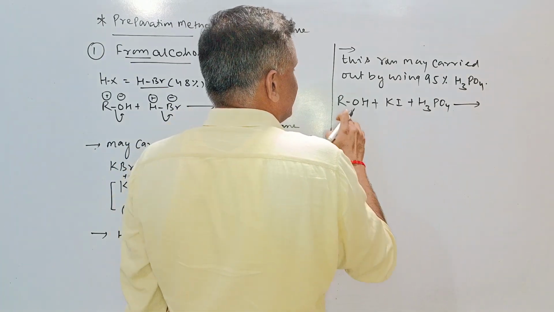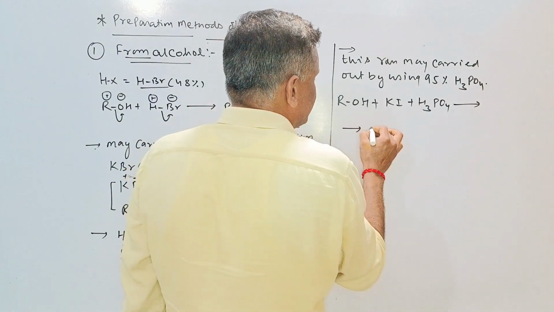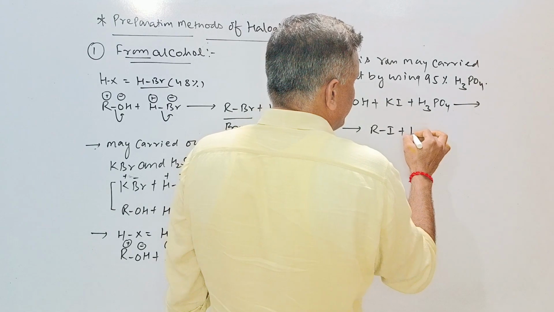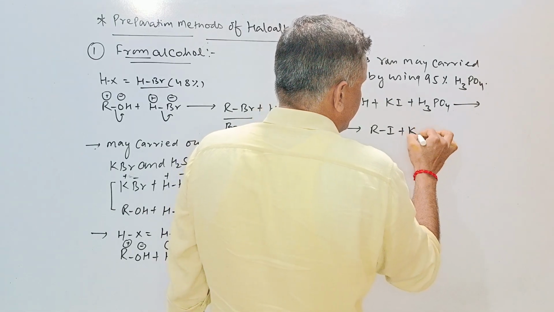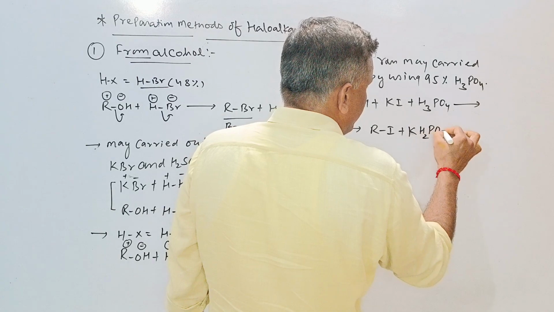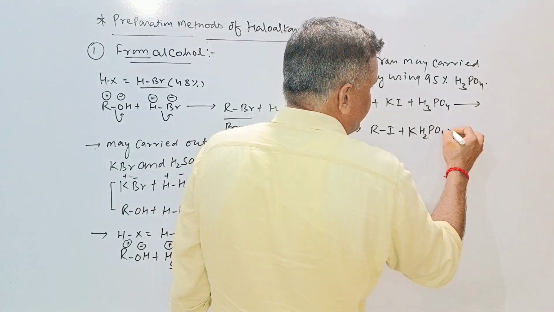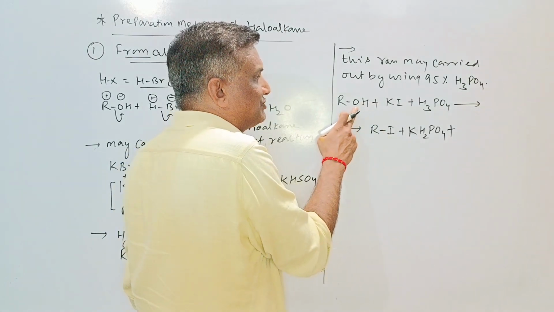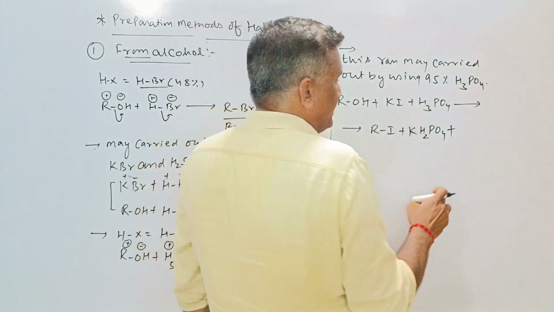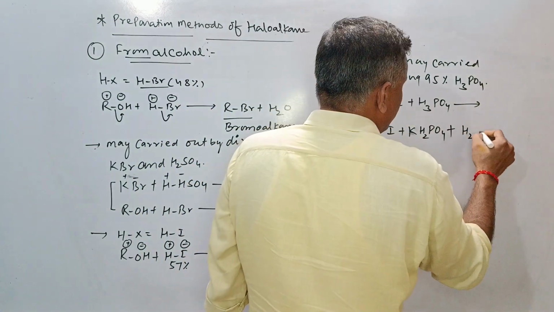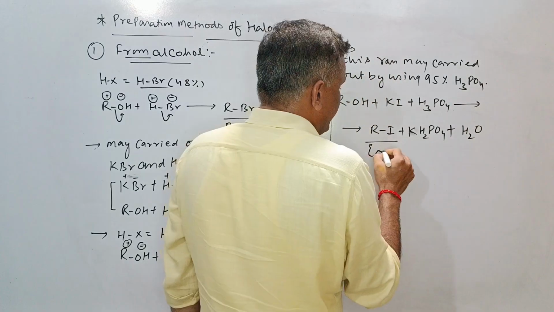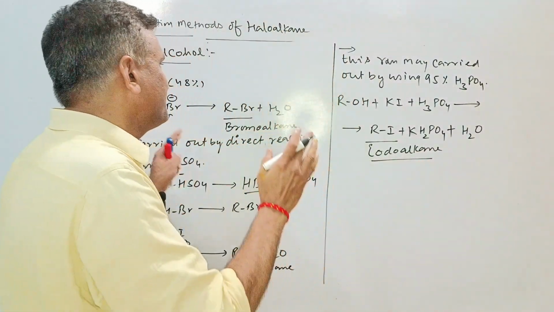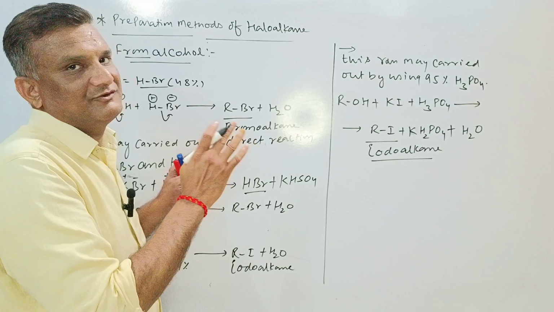Here is the removal of HI, and it reacts with the ROH to give iodoalkane. This is the RI. The rest is the removal of KH2PO4, potassium dihydrogen phosphate, plus the removal of one of the OH and one of the H from here, that will be your H2O. So here is the formation of iodoalkane. So this was about the preparation of haloalkane by using halogen acid.